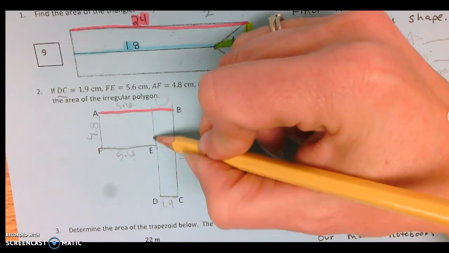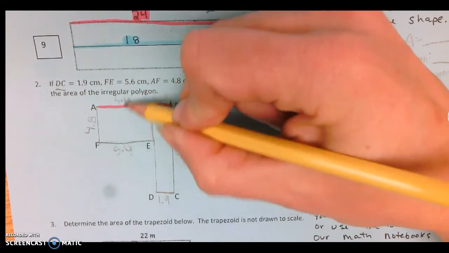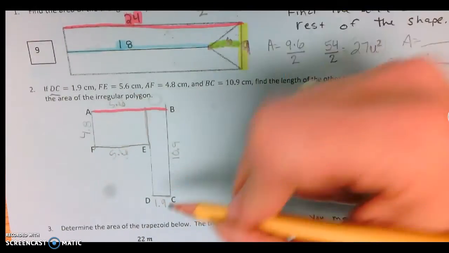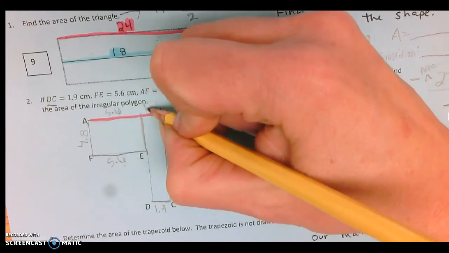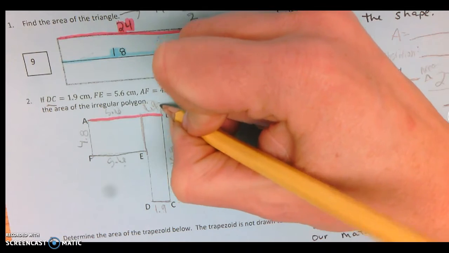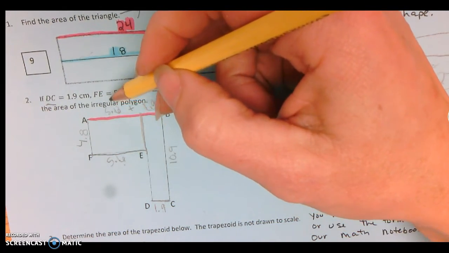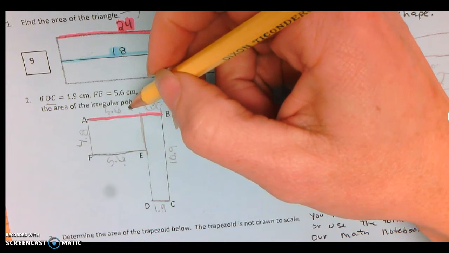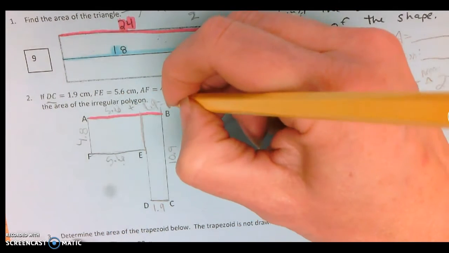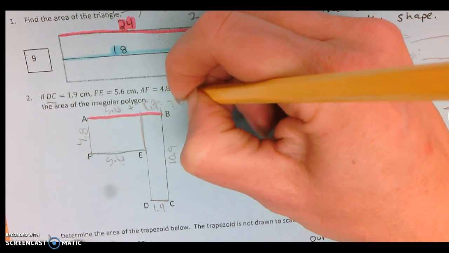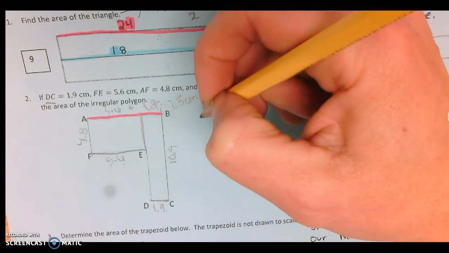Now, how can I find the length of this section right here? Well, if I cut this into a rectangle, that tells me these two opposite sides are congruent, and it also tells me that these two sides are congruent. So that would be 1.9. So the length of this side would be both of those together. So I would use my calculator, or I could line up the decimals and add them together. And I get that that side is 7.5. So that one's 7.5 centimeters.